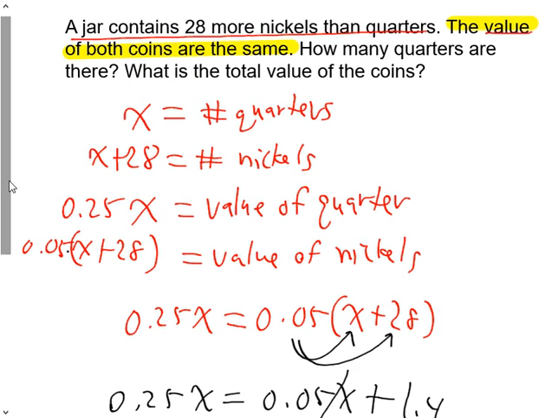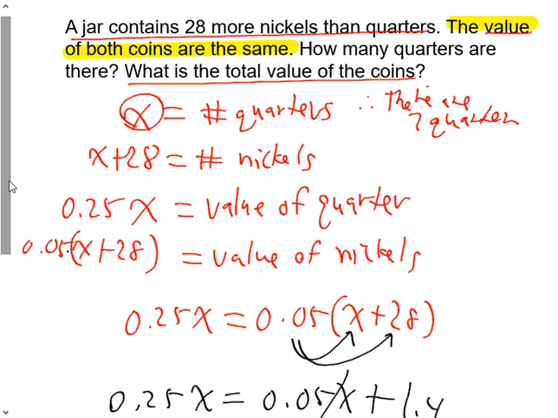And it says, how many quarters are there? Well, since x equals 7, therefore there are 7 quarters. That's the first part. But it says, what is the total value of the coins? So there are 7 quarters, and just for the record, just for fun, how many nickels are there? If there's 7 quarters, how many nickels are there? 35.